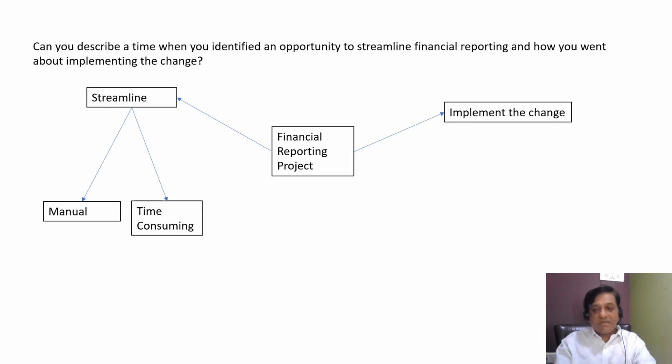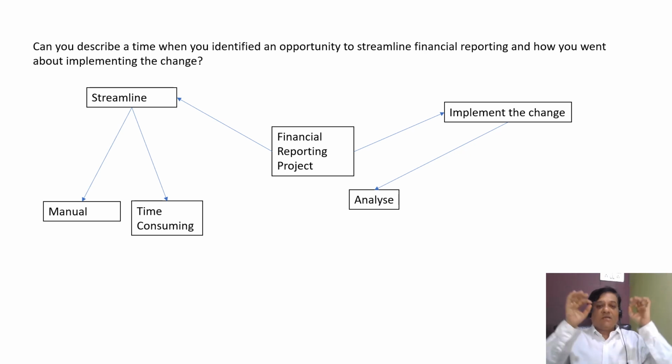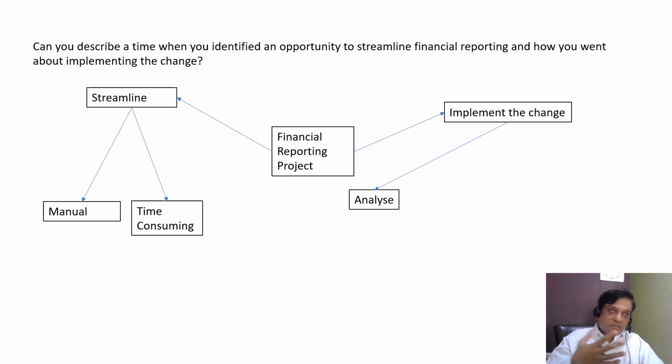So to implement the change, the following things I identified. The very first thing was analyzing the current process. See what your process is. Try to work on that. Keep doing the different scenarios in that, and see why it is so slow, what is time consuming, where it is error prone, where it is manual, and where you can bring the changes.